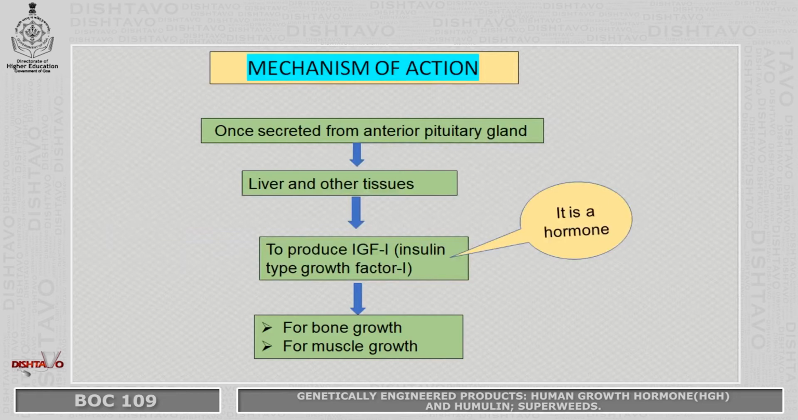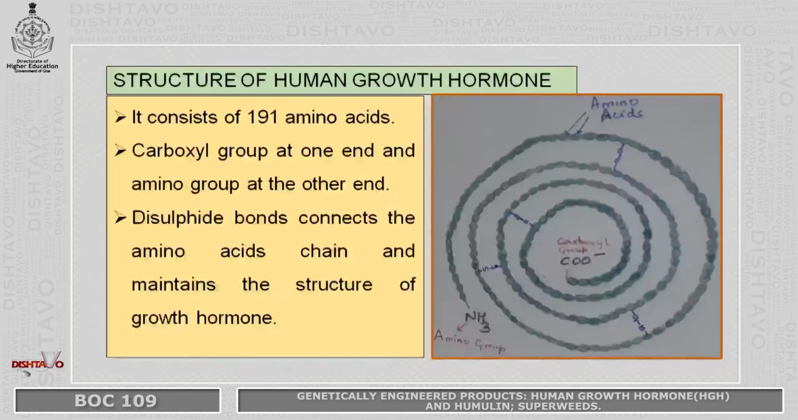How does it act? The mechanism of action of human growth hormone. Once it is secreted by the anterior pituitary gland, it acts on the liver and other tissues. It produces IGF-1, that is insulin-like growth factor 1. It is a hormone and it helps in bone growth and muscle growth.